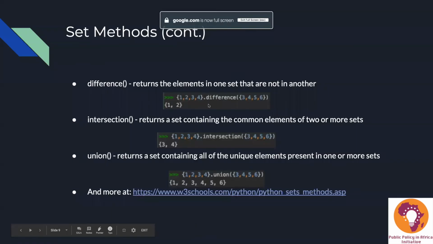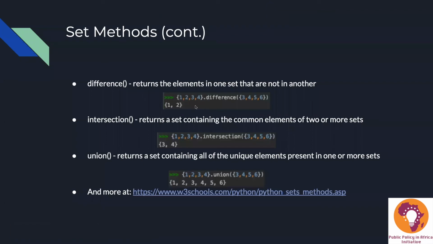So for intersection, set intersection basically returns the set that contains the common elements of two or more sets. When we call set intersection on 1, 2, 3, 4 using dot notation, we use our intersection method with the parentheses. Within the parentheses, we pass another set as our parameter. Now we look at the common elements of these two sets, and that's going to be 3 and 4, because they both contain the values 3 and 4.